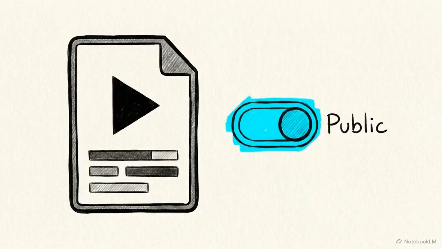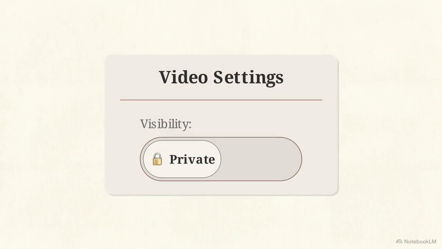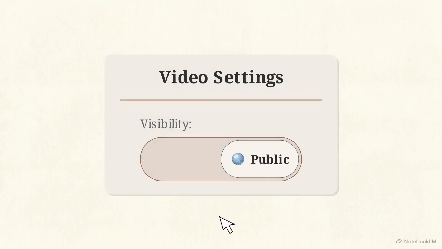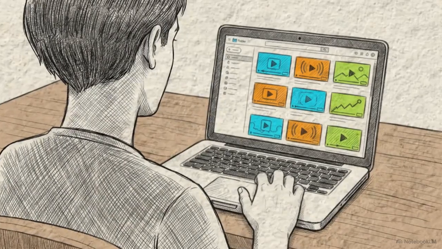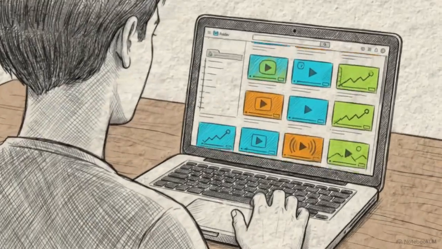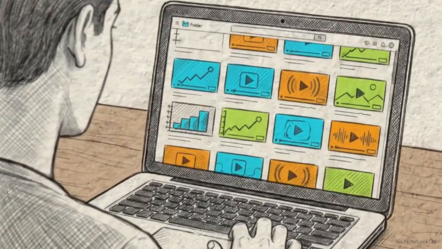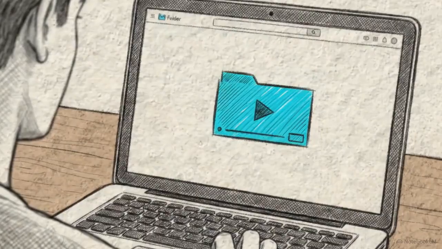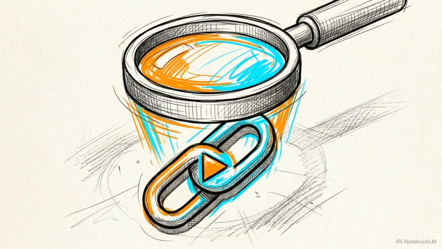Before we begin, keep in mind that the video you wish to save must be set to public by the original uploader. Using a browser-based tool instead of a desktop application keeps your system clean, giving you direct control over your offline media library. The first step is identifying your source.